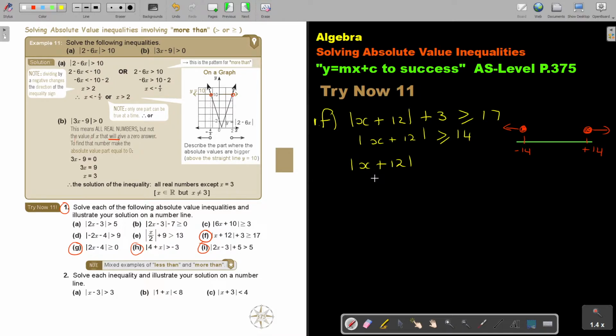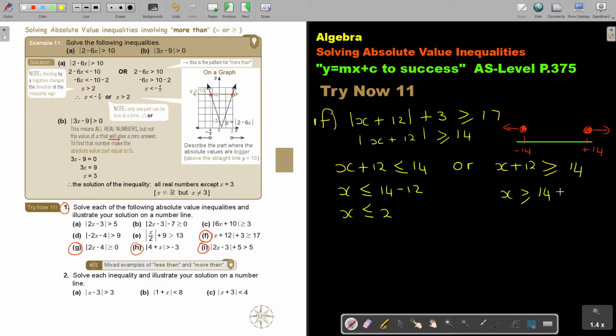So then I'm going to say, don't make brackets anymore. Let's just clean this up. You say x plus 12 is smaller or equal to negative 14, or x plus 12 is bigger or equal to 14. So x will be smaller and equal to negative 14 minus 12, and x will be bigger and equal to 14 minus 12, so x will be bigger and equal to 2.